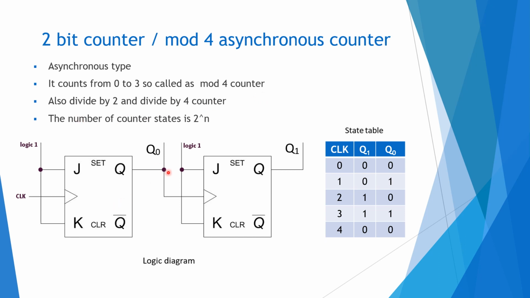At the Q0 output we will get the clock divided by 2 waveform, or the frequency is half of the clock, and at Q1 you will get one fourth of the clock. Here we can have a formula. The number of counter states is 2 raised to n. In an asynchronous counter with 2 flip-flops cascaded like this, there are 2 flip-flops, so the number of counter states is 2 raised to 2, that is 4.